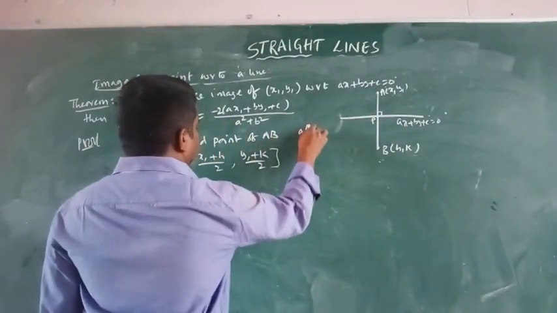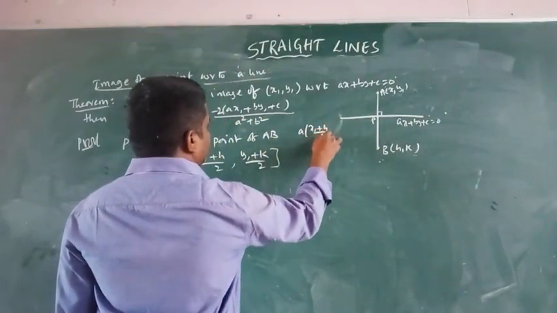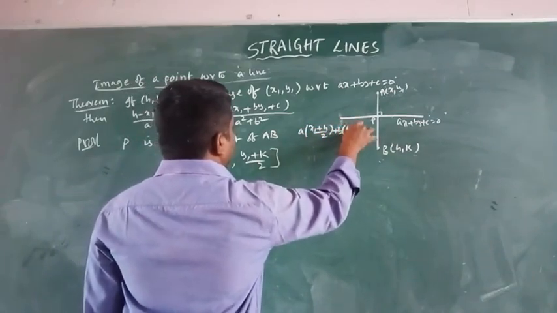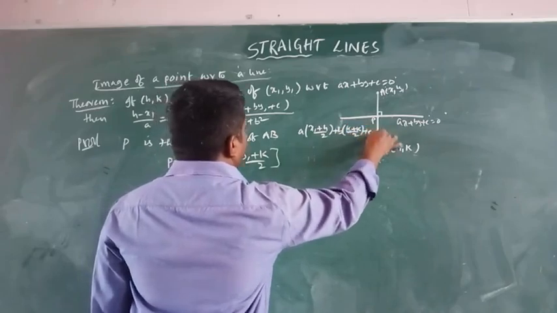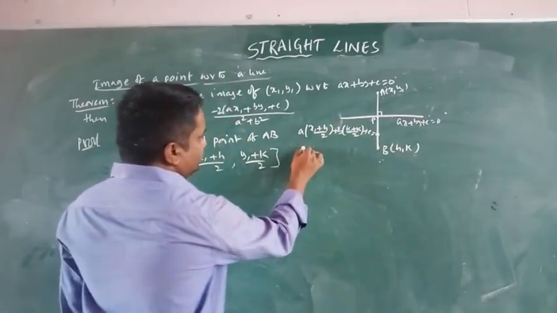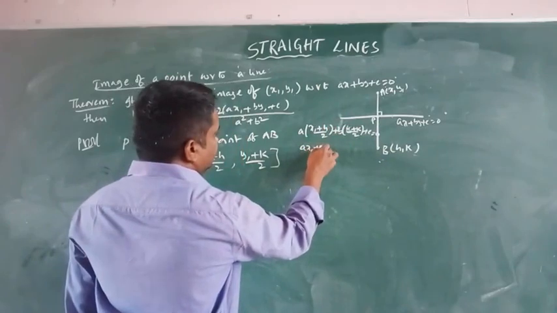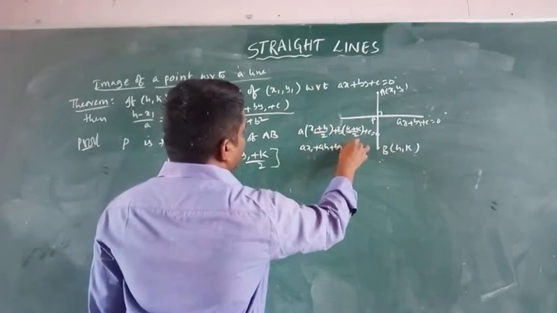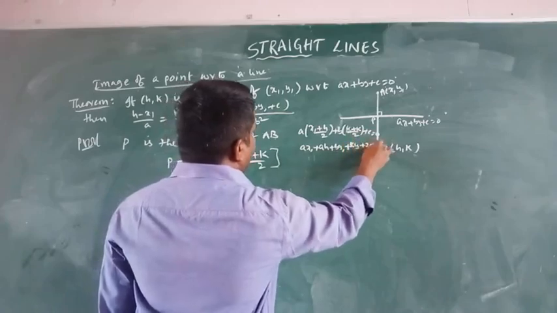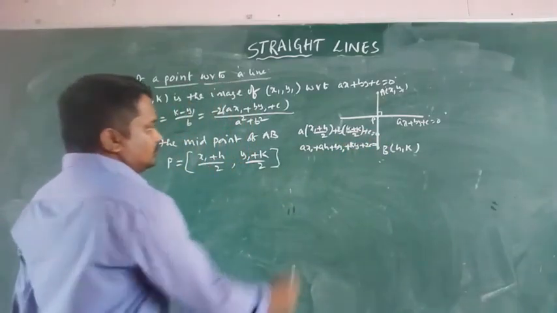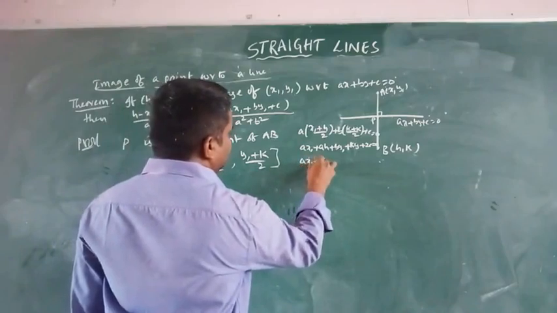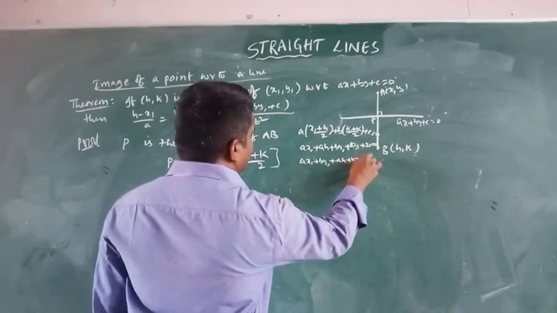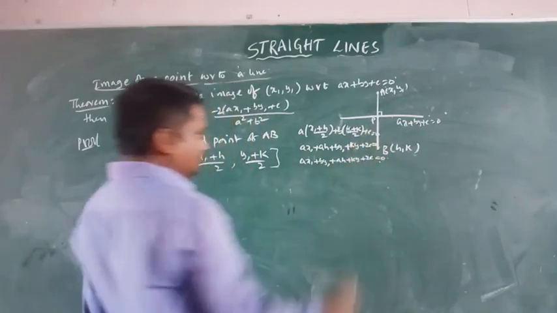So a times (x1 plus h)/2 plus b times (y1 plus k)/2 plus c equals 0. From this, ax1 plus ah plus by1 plus bk plus 2c equals 0. So that means ax1 plus by1 plus ah plus bk plus 2c equals 0.